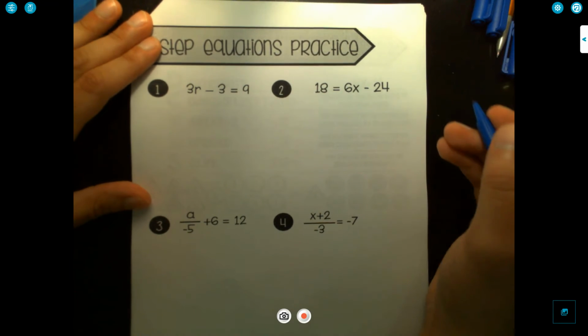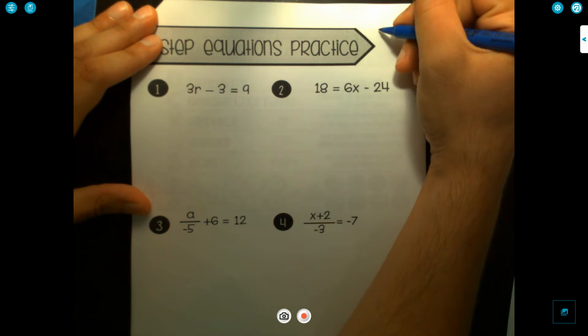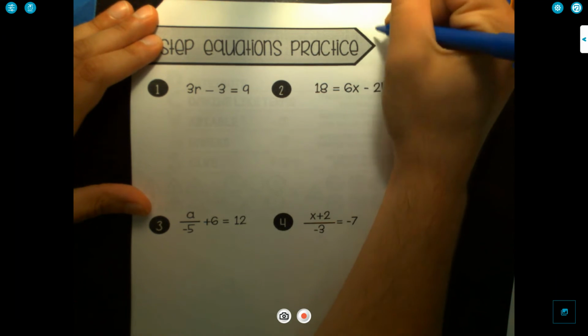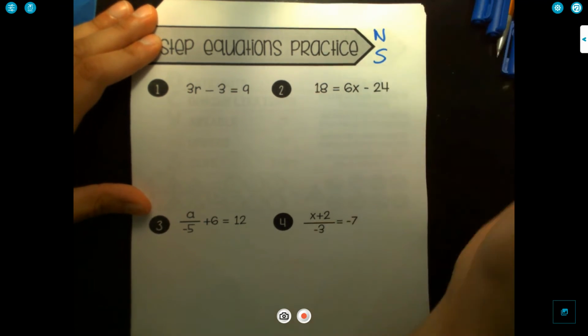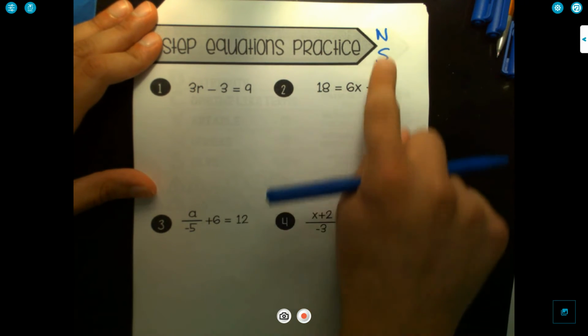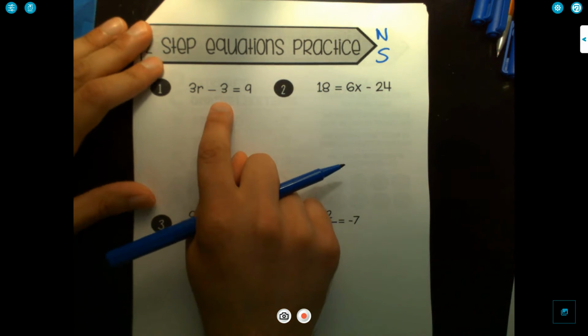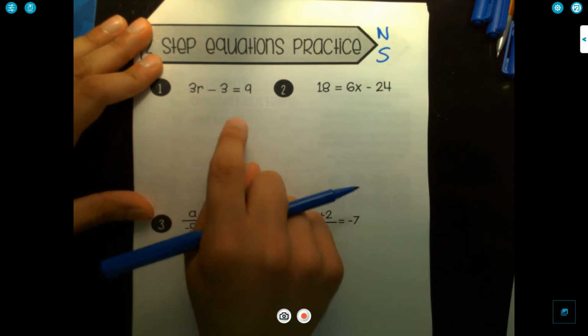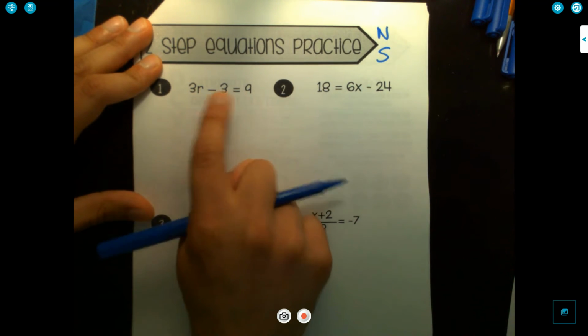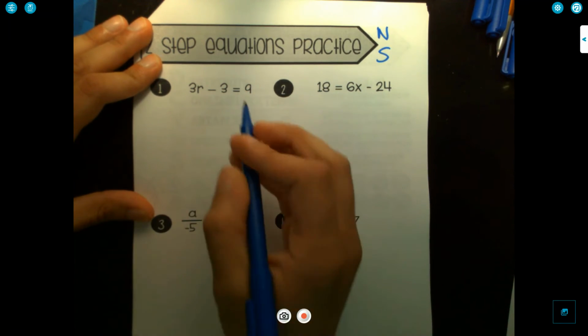All right, so remember the only two variables that we're using are n and s. So numbers, I'm going to move the numbers first. This one is just like the first one, so I want to move this 3 over to the right to try to get the variable on one side and the constant on the other side.